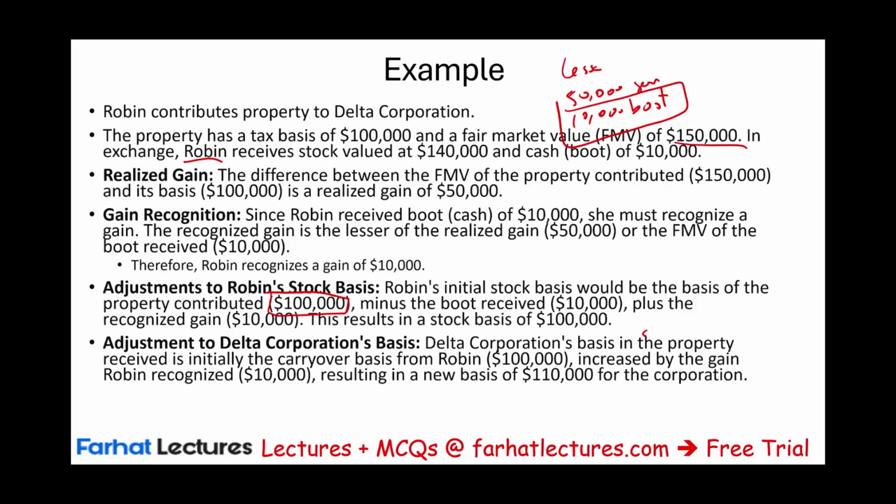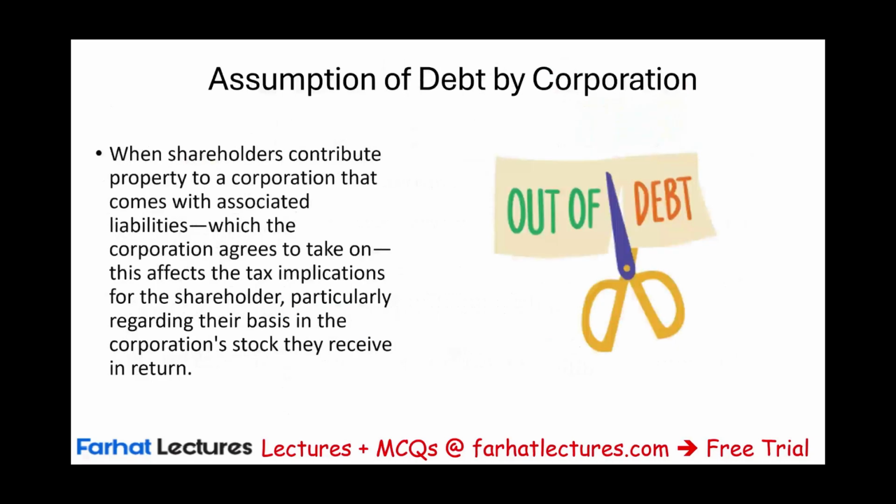Now, Delta Corporation's basis in the property is initially 100,000, then they increase it by the gain that's recognized by Robin, resulting in a new basis of 110,000. Then we could have another scenario where the corporation assumes the debt of the shareholder.